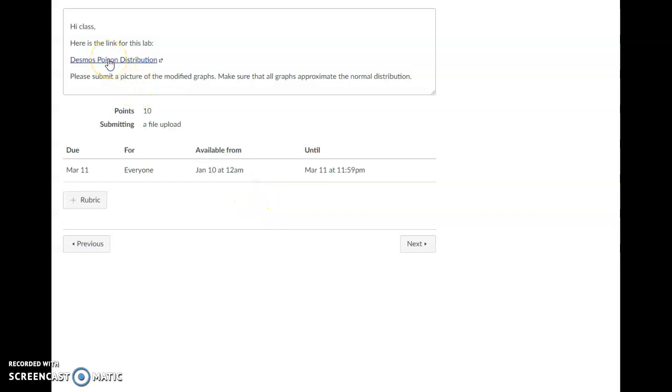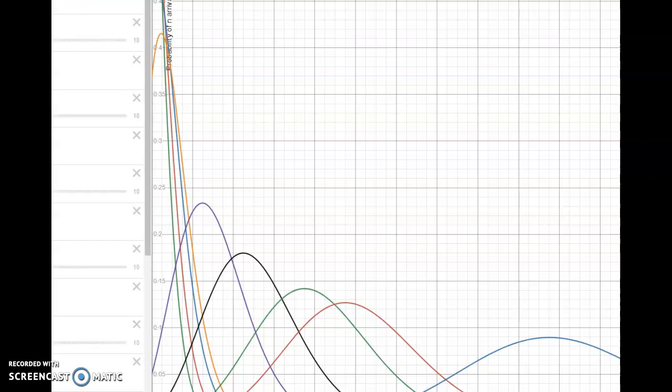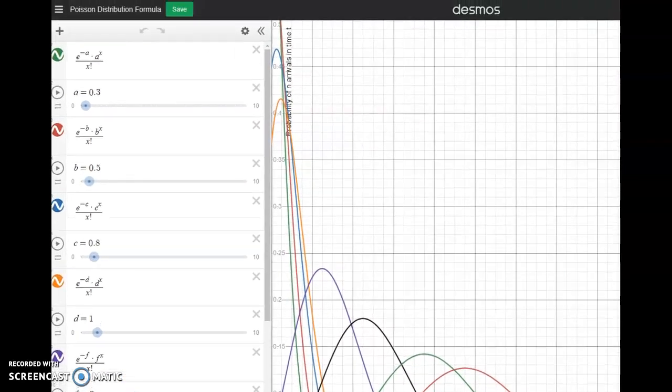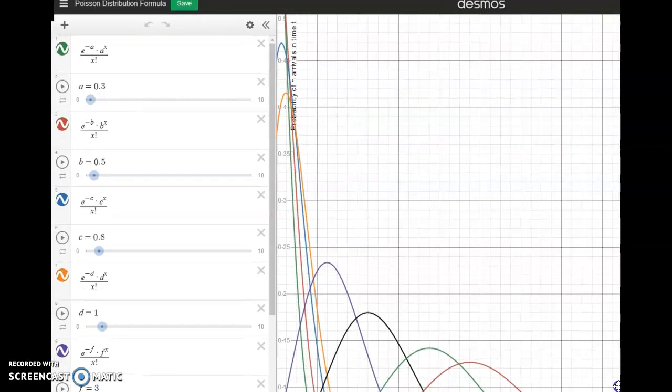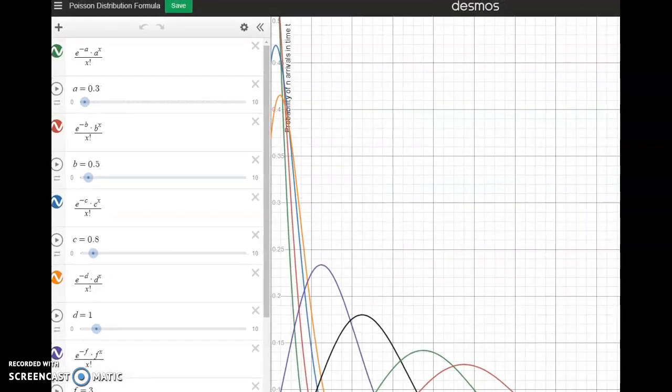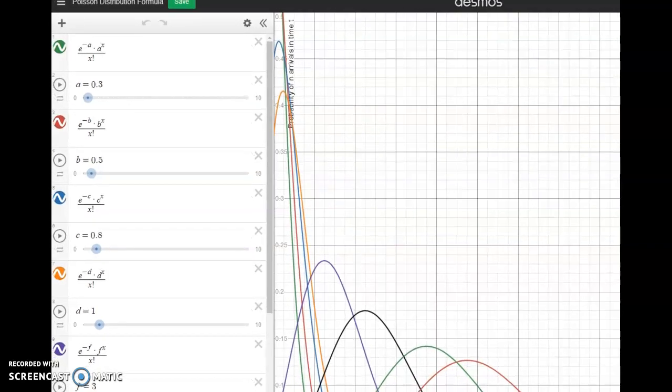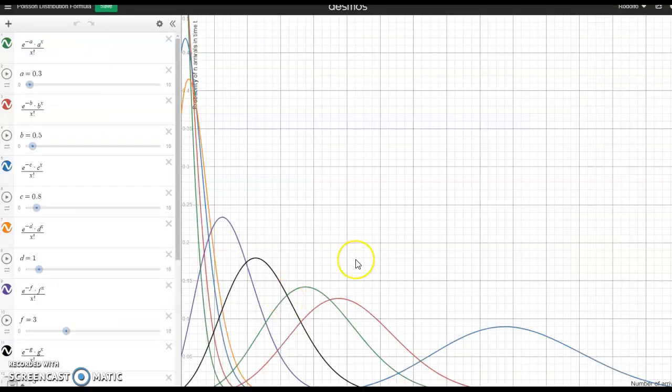So make sure when you open the link, it's going to take you to the following page. And what you're seeing here is the Poisson distribution for several values. I'm trying to make the actual picture a little bit larger. Okay, here we go. I had to pause the video. And here's the basic idea.